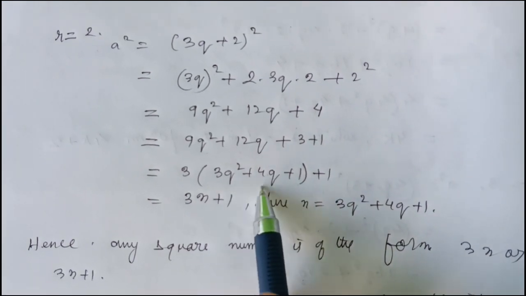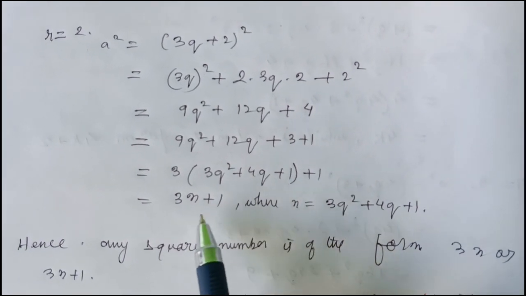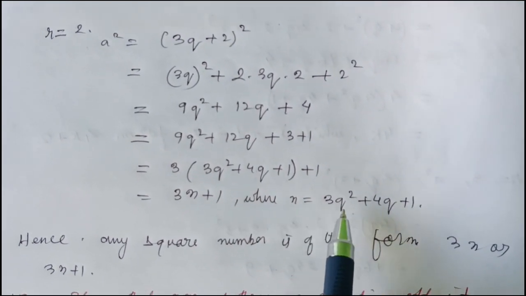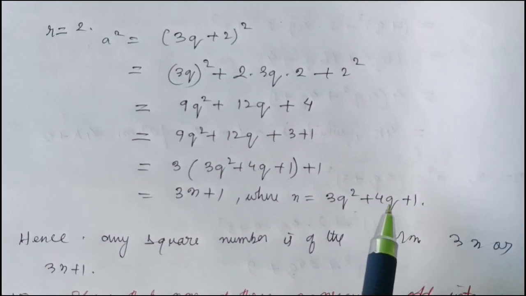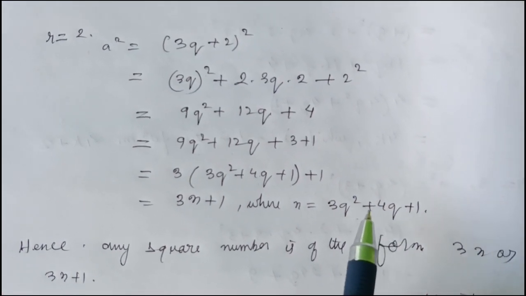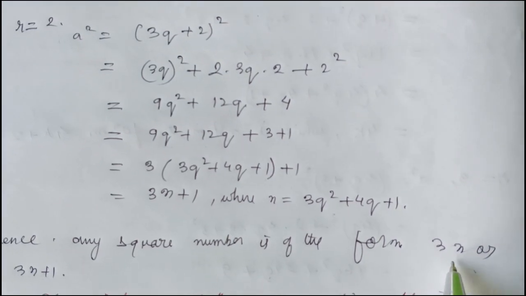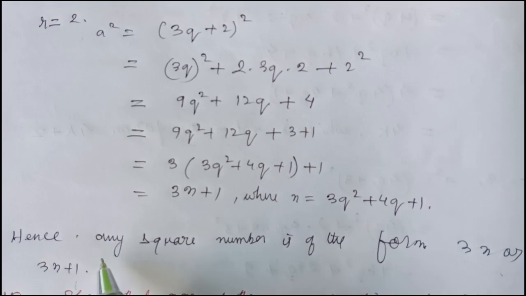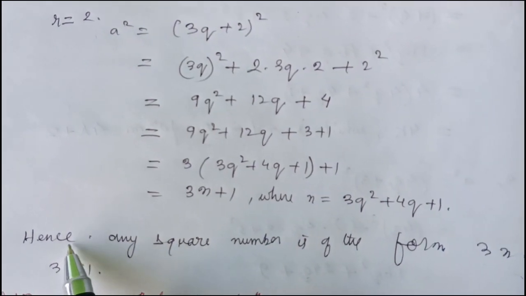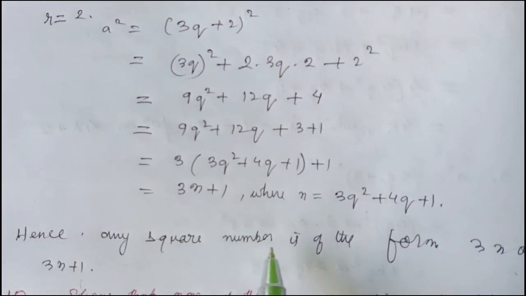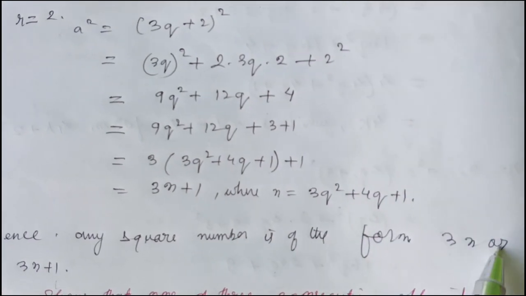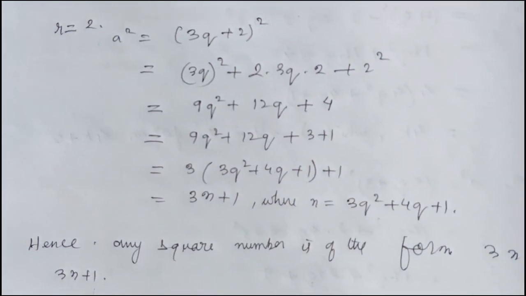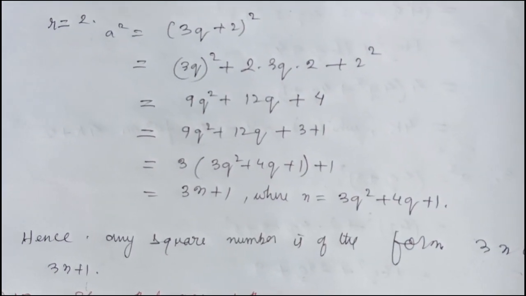So all the numbers which are inside the bracket, we replace with n. So you can mention here where n equals 3q squared plus 4q plus 1. So in all the solutions we get either 3n or 3n plus 1, right? So you can write down the conclusion now. Hence any square number is of the form 3n or 3n plus 1. Alright, let us go to the next question.